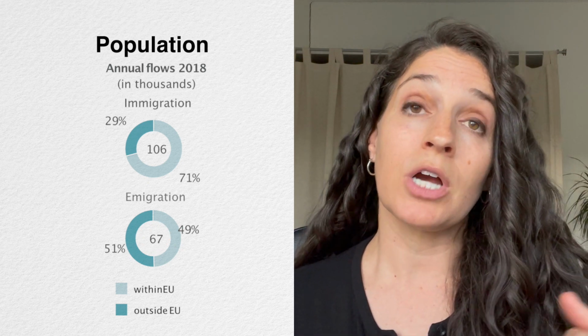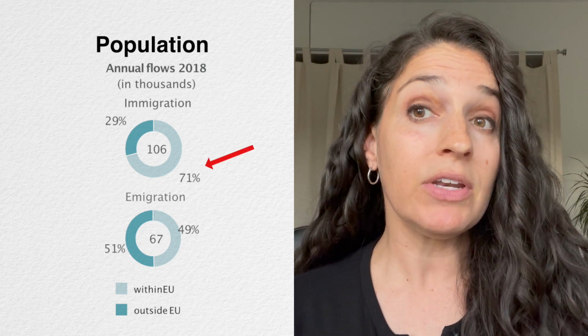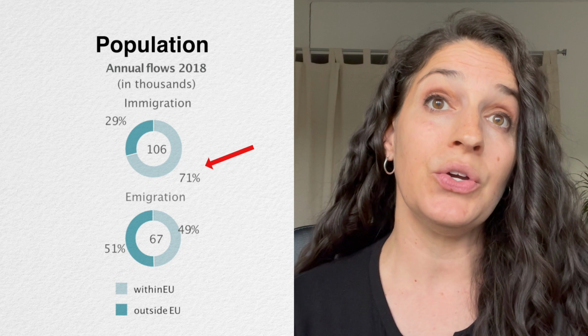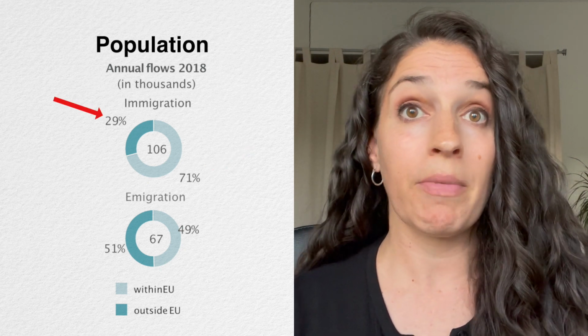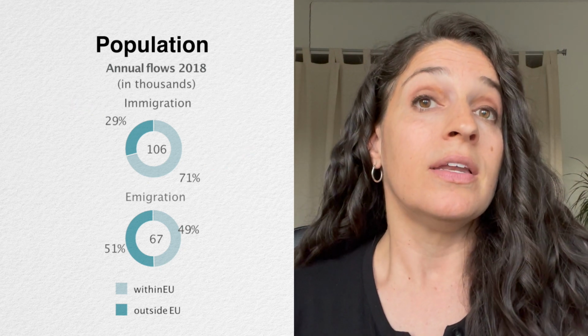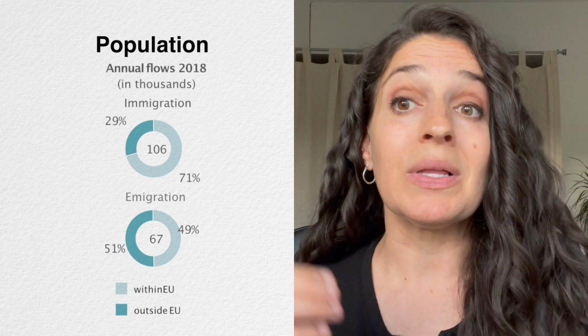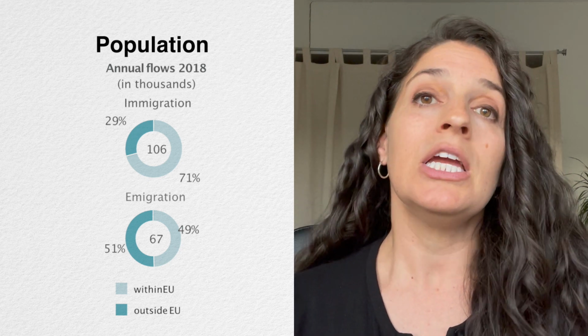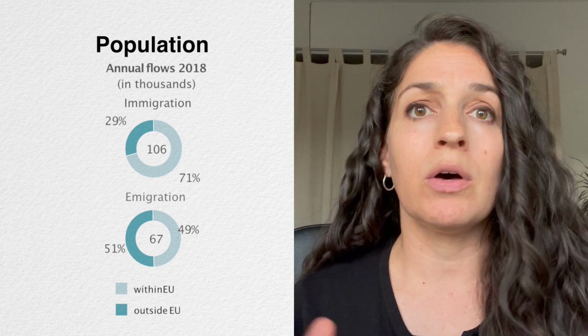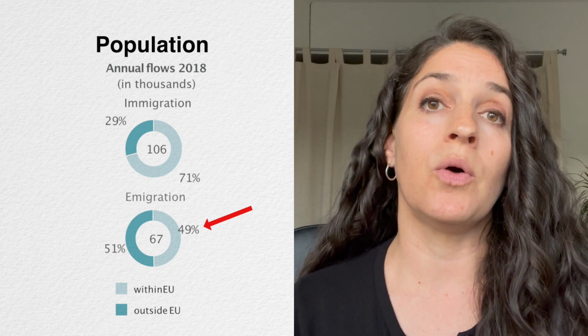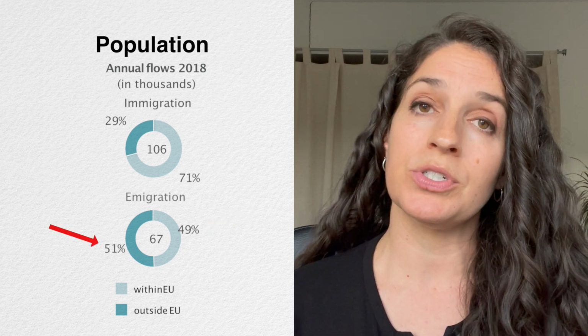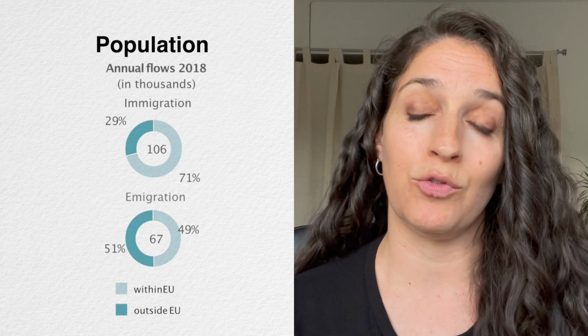Now, of those who were coming into the country, around 71% were from within the EU and 29% from outside of the EU. Now, with regard to emigration, or people leaving Austria, it was split 50-50. Well, 49% were going within the EU and 51% were moving outside of the EU.